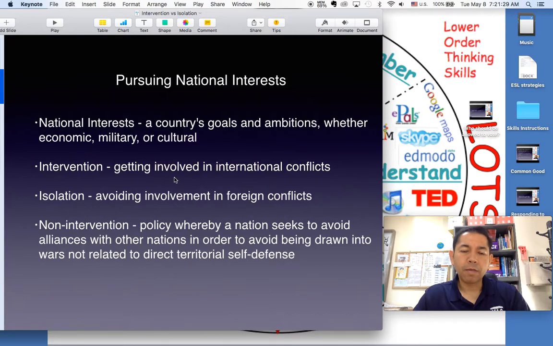So if we get back up here to intervention, getting involved in international conflicts, well, they're maybe getting involved in those international conflicts not necessarily because the United States has been attacked, but maybe one of their allies has been attacked. And so intervention is when the US is getting involved not solely for their own benefit, but for the benefit of other countries. Isolation is avoiding involvement in foreign conflicts.